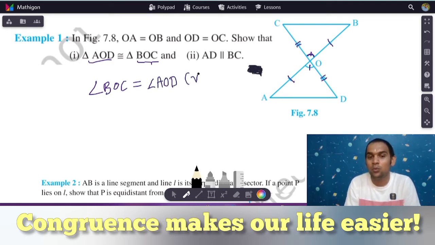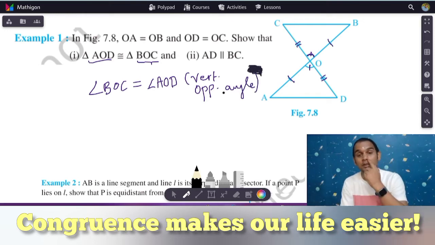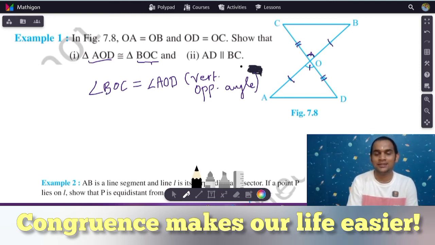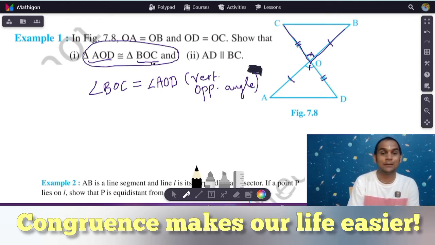How are they equal? Vertically opposite angles. We know by the vertically opposite angle axiom that vertically opposite angles are always equal. So that is how we have the two angles as equal. So what do we get? SAS criteria. We can say that AOD is congruent to BOC. I hope that makes sense. We have proven congruence by SAS because two sides are already given and the angle we have shown by vertically opposite angles. Now we have to prove AD is parallel to BC.